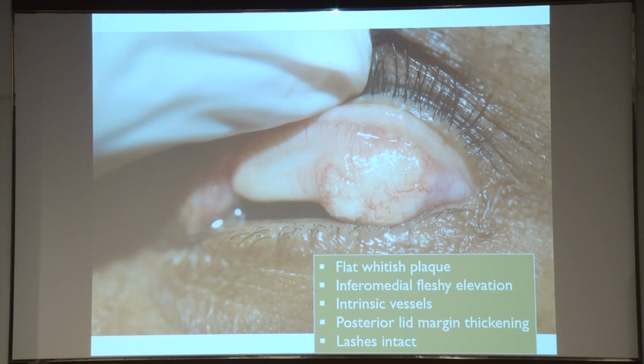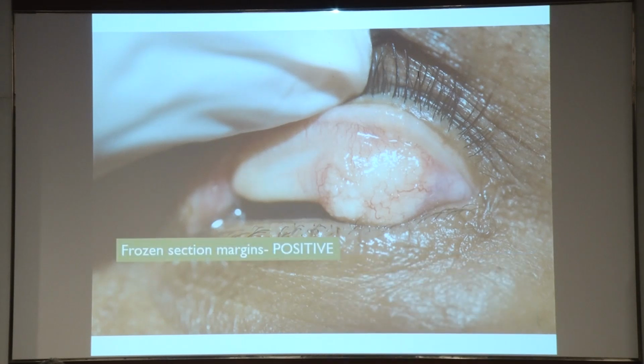Although she didn't have lash loss, this tumor is very, very slowly infiltrating the posterior lid margin, and there is rounding of the posterior lid margin. In fact, bingo, my first differential diagnosis was sebaceous gland carcinoma. I went ahead doing a frozen section. And in the frozen section, it came margin positive. Actually, the medial margin came positive.